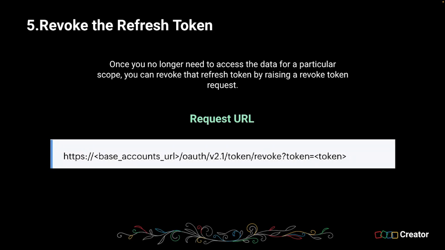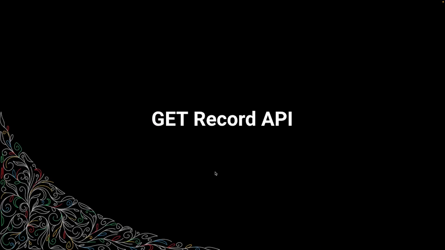So now let's see how a get record API request can be made. As we already know, there are 4 different methods that can be used in a REST API model: get, put, post, and delete. However, in this webinar, we are going to see how the get record API can be done.